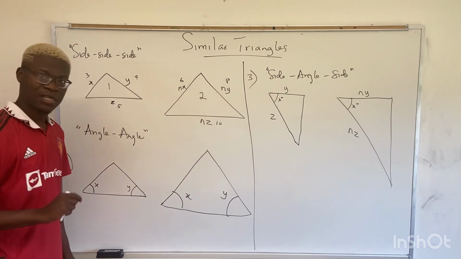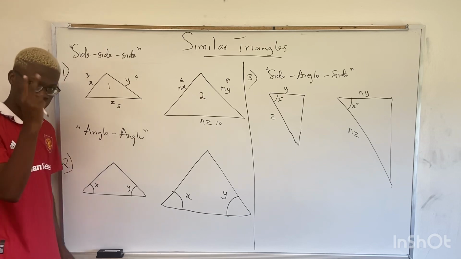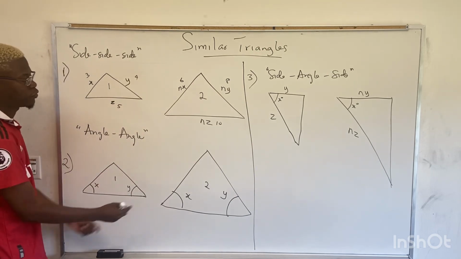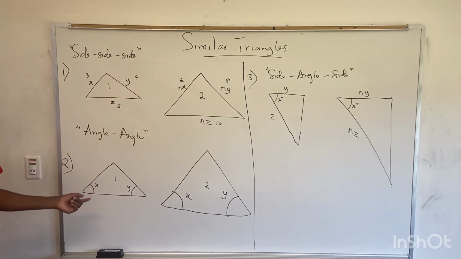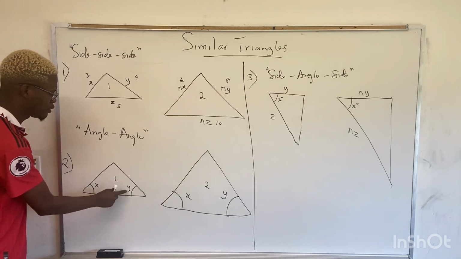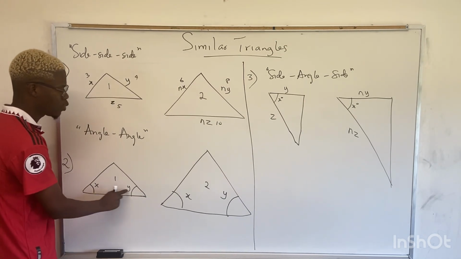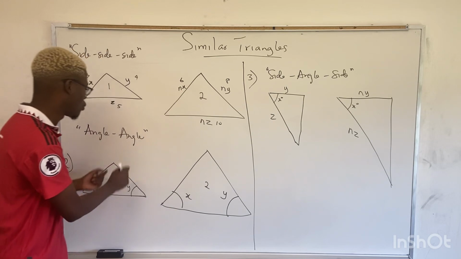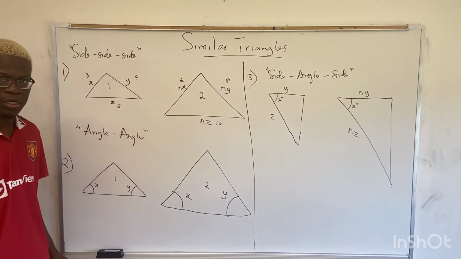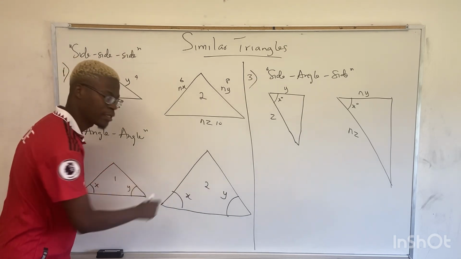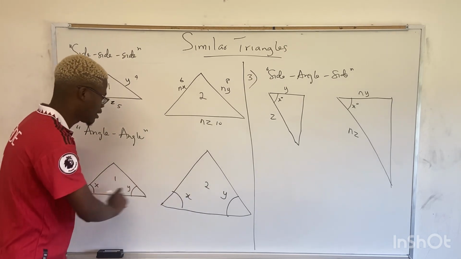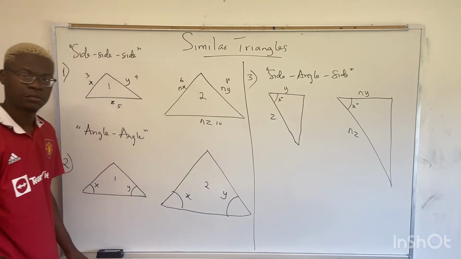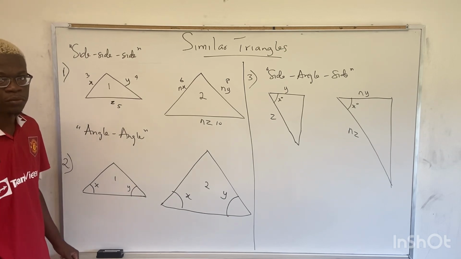All right, now the second case is called angle, angle, two angles. So if you have triangle 1 and triangle 2, of course, you see that triangle 2 is bigger than triangle 1. But you notice something: they have the same corresponding angles, X and Y, X and Y. So these two triangles are similar because two of their angles are the same. Of course, note the places where they are congruent: X here, Y here, Y here. You just need two of those to be equal, and the triangles are similar.